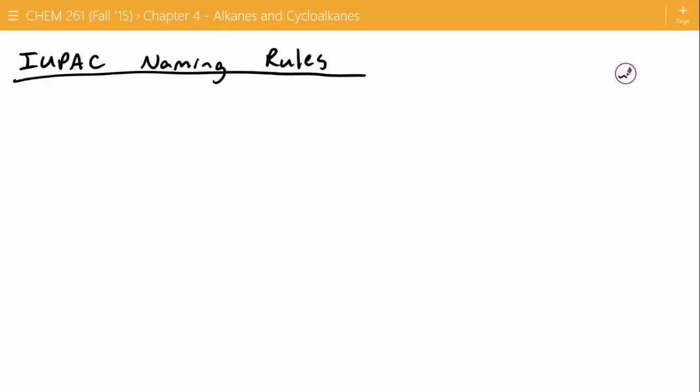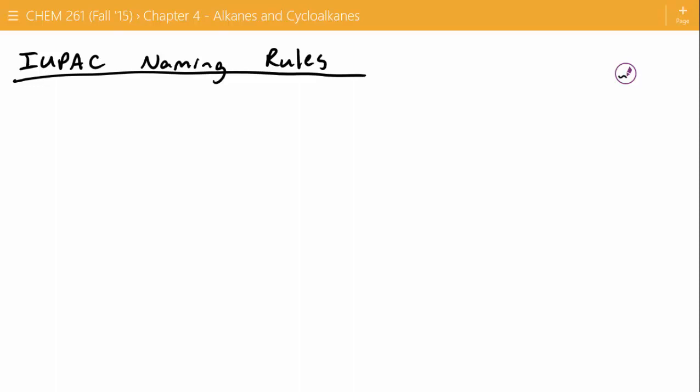Prior to, I think, around the 1950s, if you went to Germany, they had a different naming system for molecules than we did in the US, and the Japanese had a different naming system than we did. It was just a hodgepodge of names, and it became very complicated until we got together as a community of chemists and decided we need to sort this out and all have the same rules.